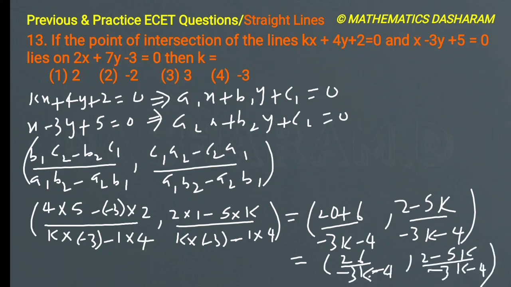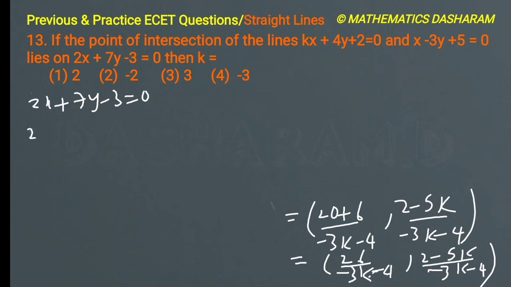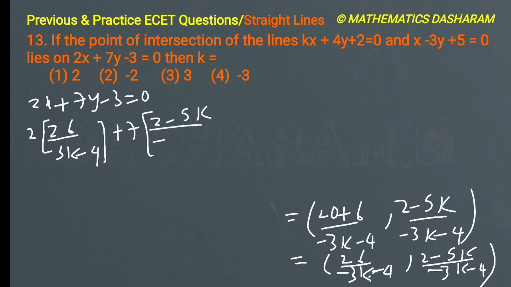This point of intersection lies on 2x plus 7y minus 3 equals 0. Lies means substitute the x and y values in 2x plus 7y minus 3 equals 0. So 2 times the x value, 26 divided by minus 3k minus 4, plus 7 into the y value, 2 minus 5k divided by minus 3k minus 4, minus 3 equals 0.